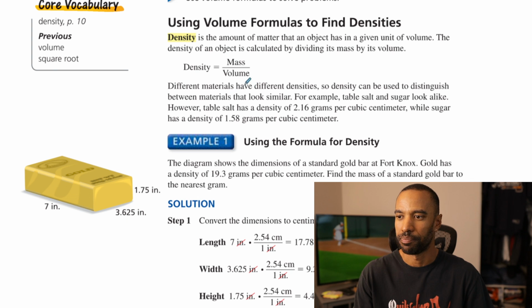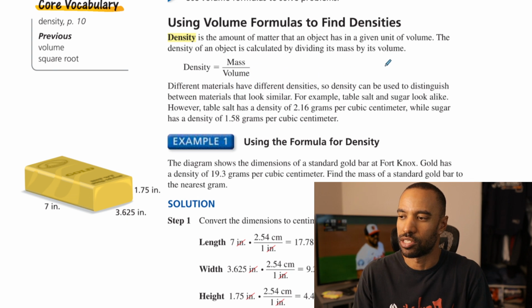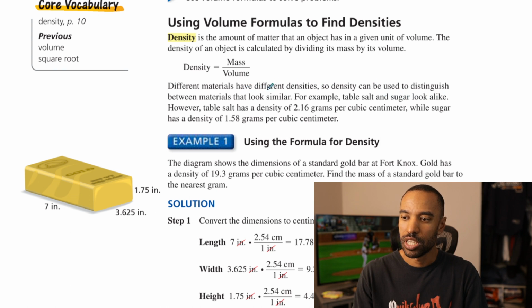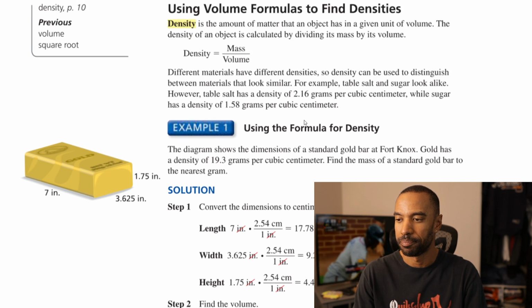So that's our calculation. Different materials have different densities, so density can be used to distinguish between materials that look similar. For example, table salt and sugar look alike. Very true. However, table salt has a density of 2.16 grams per cubic centimeter, while sugar has a density of 1.58 grams per cubic centimeter. I hope that's not something we have to remember. If so, we'll have to go back to this page because I did not know that. I will not remember that.